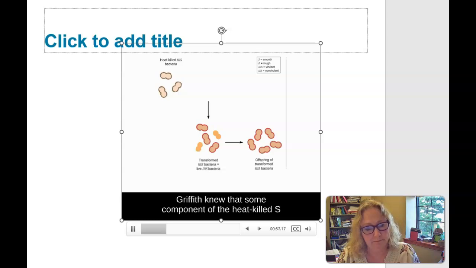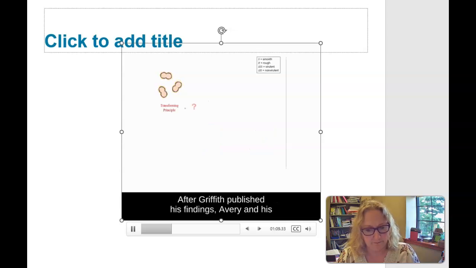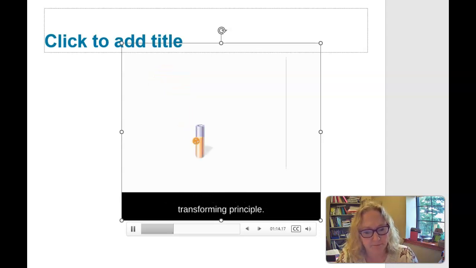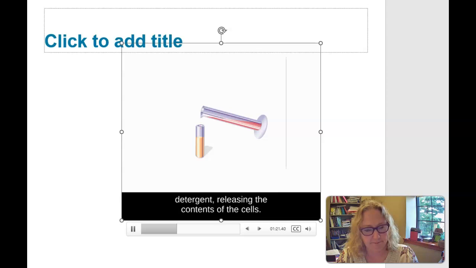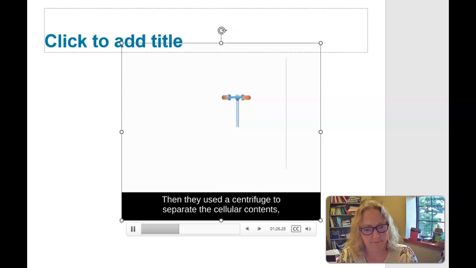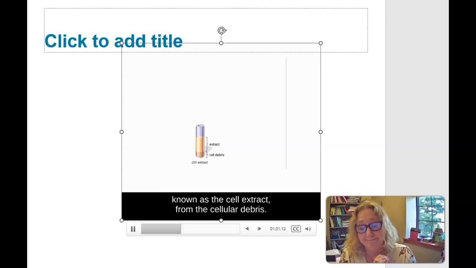Griffith knew that some component of the heat-killed S cells was responsible for this genetic change, but he did not know which one. He called the unknown agent the transforming principle. After Griffith published his findings, Avery and his colleagues set out to find the identity of the transforming principle. First, they broke open or lysed heat-killed 3S bacteria with a detergent, releasing the contents of the cells. Then they used a centrifuge to separate the cellular contents, known as the cell extract, from the cellular debris.